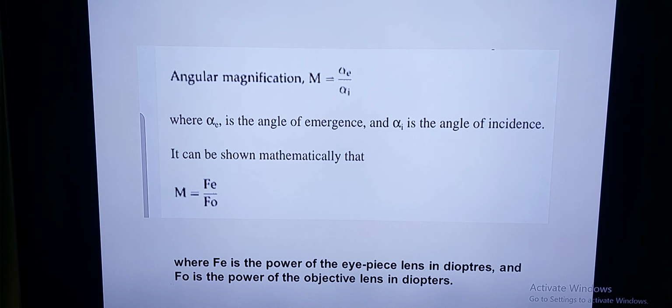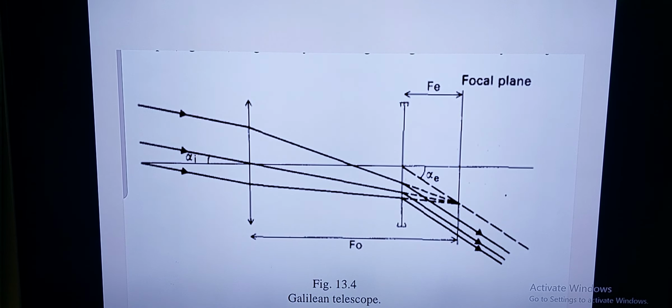As I told you earlier, angular magnification is the ratio of the angle of emergence over the angle of incidence, or mathematically Fe over Fo, where Fe is the power of the eyepiece lens in diopters and Fo is the power of the objective lens in diopters. So we can use both of these values to calculate the angular magnification.